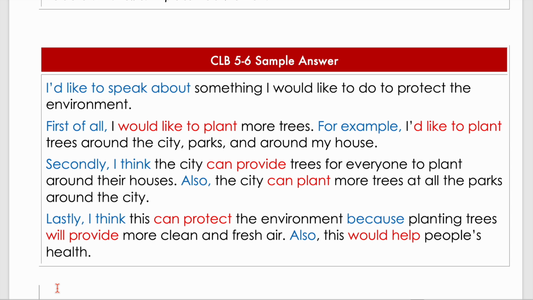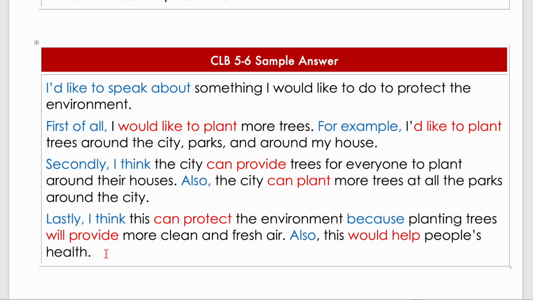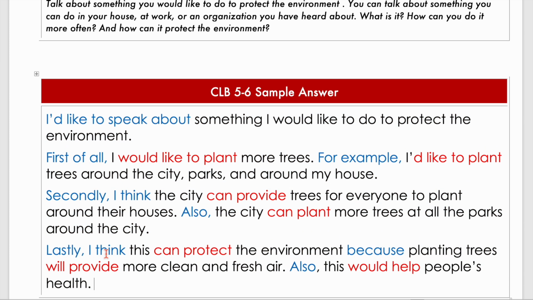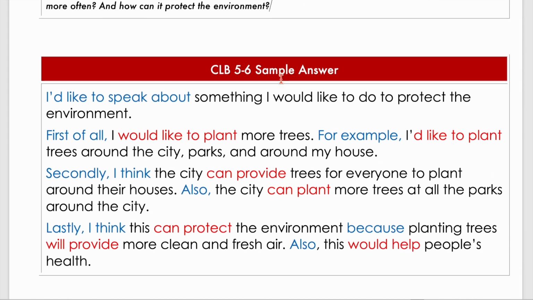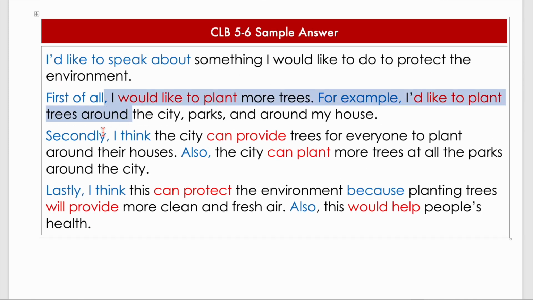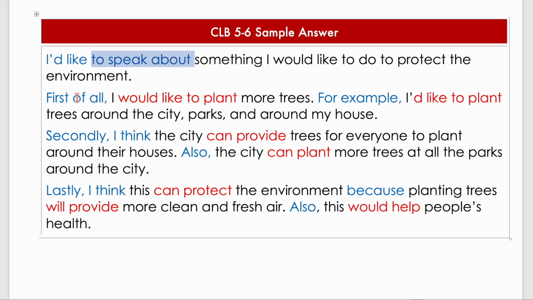So everyone, please note, again, this is a structure to answer the question. Because in part 2, we need to make sure that we answer all the questions here. What is it? How can you do it more often? And how can it protect the environment? So we need to try to answer all 3 parts, and we did. Notice the blue, how I organized, okay?